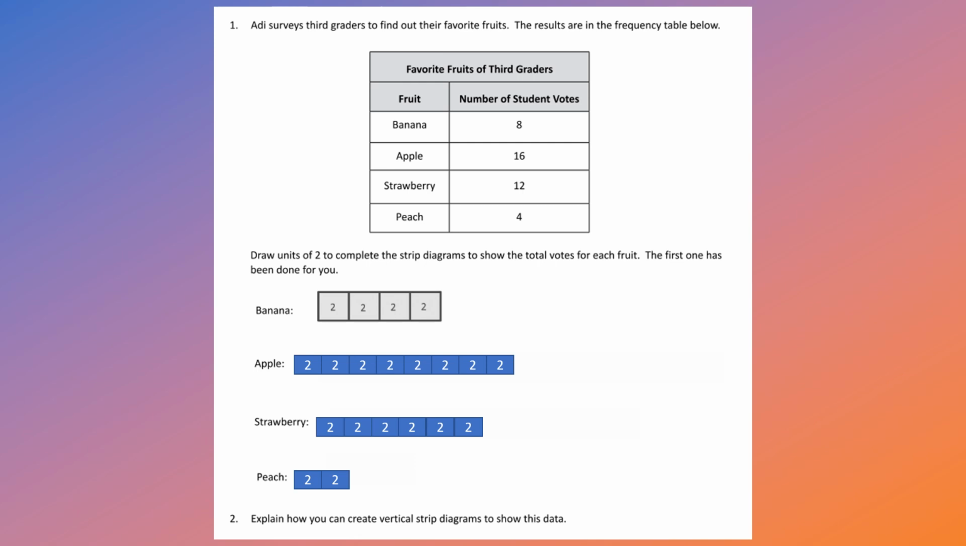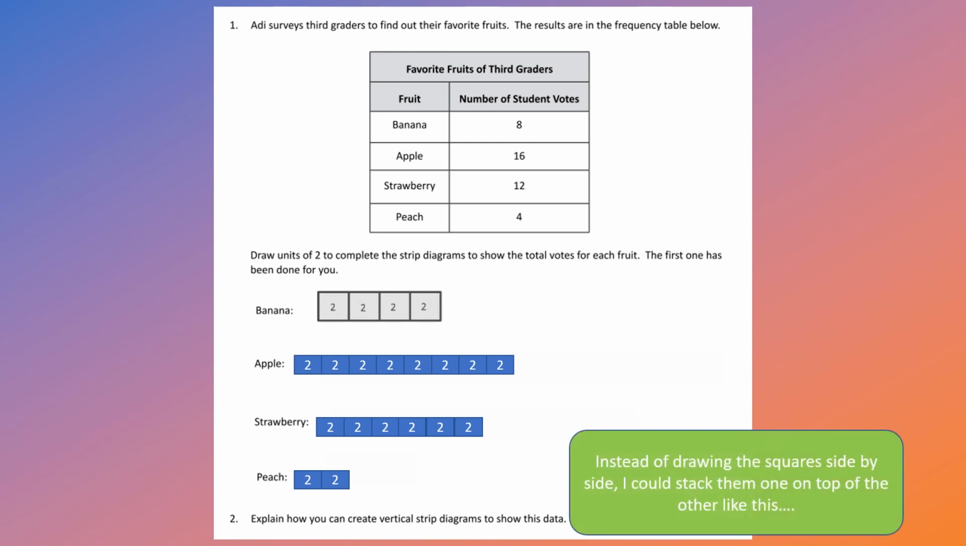Now that we've finished completing our strip diagrams to show the total number of votes for each fruit, we need to explain how you can create vertical strip diagrams to show this data. Now, these strip diagrams are horizontal, okay, which means they are side to side, right? A vertical strip diagram would be up and down. So for number 2, my explanation says instead of drawing the squares side by side, I could stack them one on top of the other like this. Stacking them one on top of the other would make them vertical.